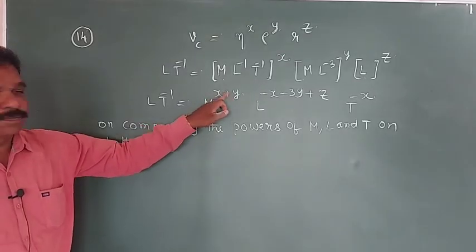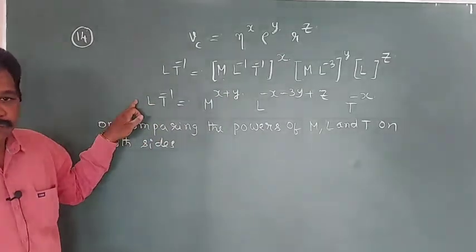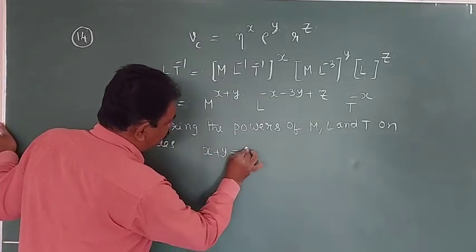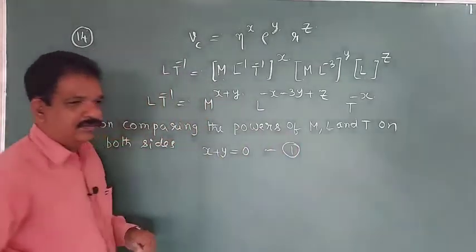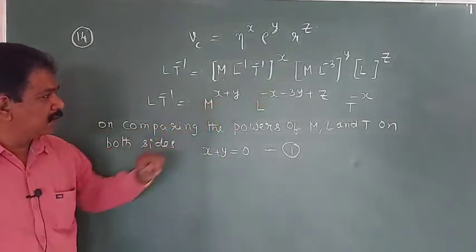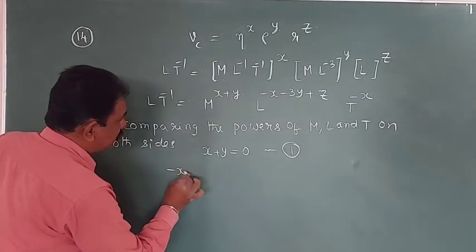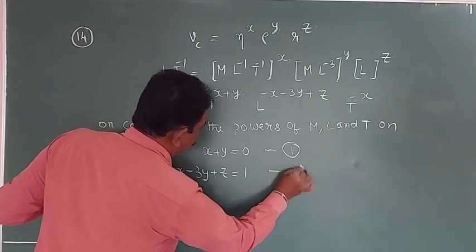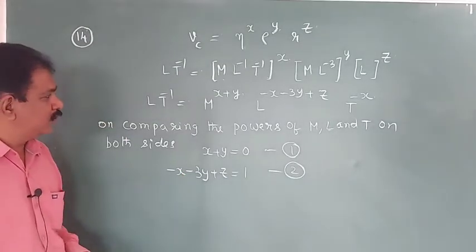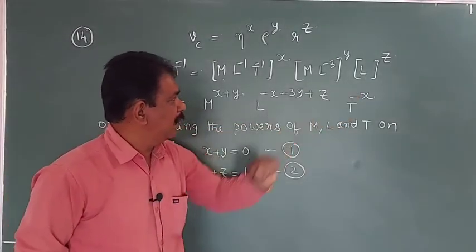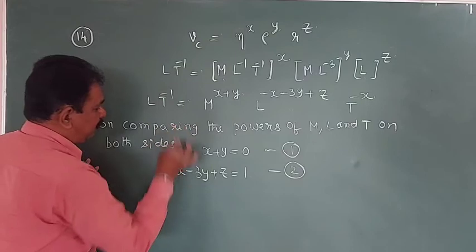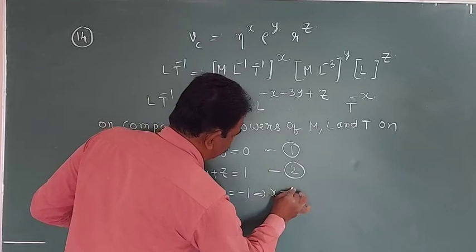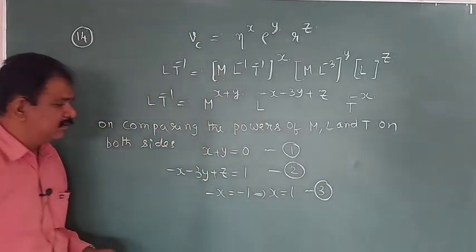Here, m power x plus y is there. Here, there is no m. So, x plus y is equal to 0. Equation 1. Here, L power minus x minus 3y plus z is equal to 1. Equation 2. Here, t power minus x is there, here t power minus 1 is there. Minus x is equal to minus 1. x is equal to 1.